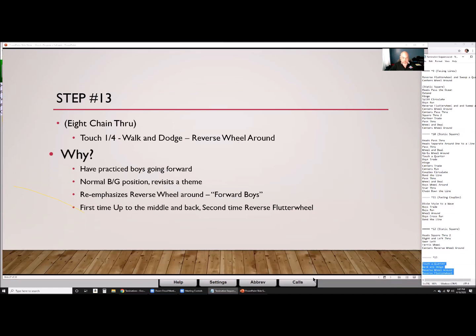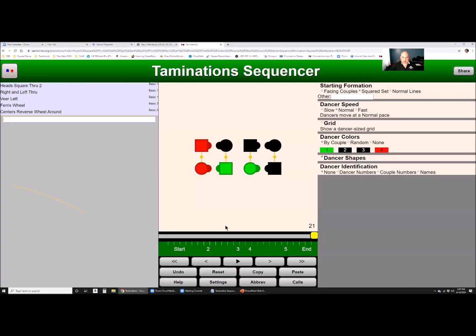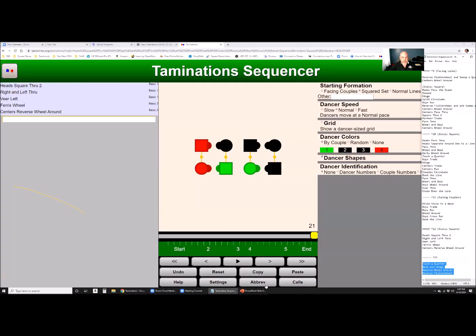But again, if you'd like to see it, just so that you can see it happen, for the newer dancers in here, I did it from, I forget where I said I did it from, 8-chain.